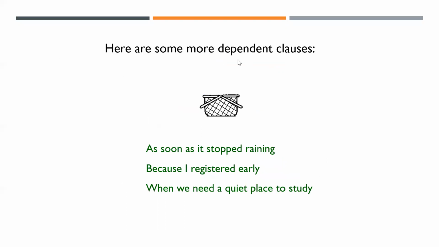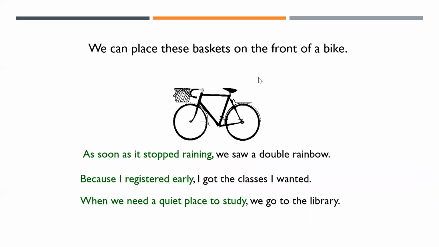The next one, here are some more dependent clauses: "As soon as it stopped raining," and then "because I registered early," "when we need a quiet place to study." So you can conclude that a dependent clause here begins with conjunctions: as soon as, because, when, like this. And the main clause or the independent clause usually starts directly with the subject. Okay, the dependent clause starts with additional information or conjunction like this.